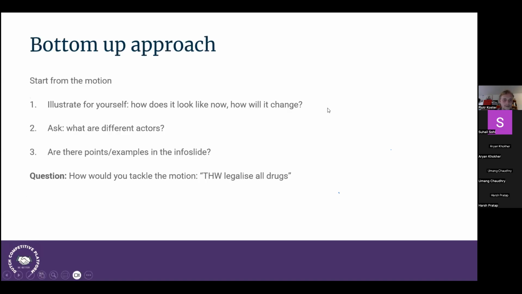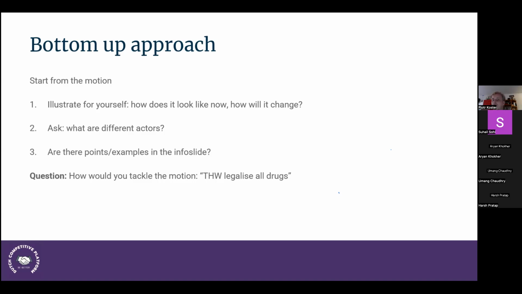So what is the bottom up approach? The idea is basically you just start from the motion. Sometimes you don't really know the context. So maybe you have a really hard economy motion. If you don't know that much about economy, you don't know what goes on, you can just start from the motion. A way to think of this is to illustrate for yourself: how does this actively look like? How does it look now? How will it be changed? What will happen when governments announce that they're going to do these plans? What will this policy look like? What will considerations be? What will discussions be? All that kind of stuff.